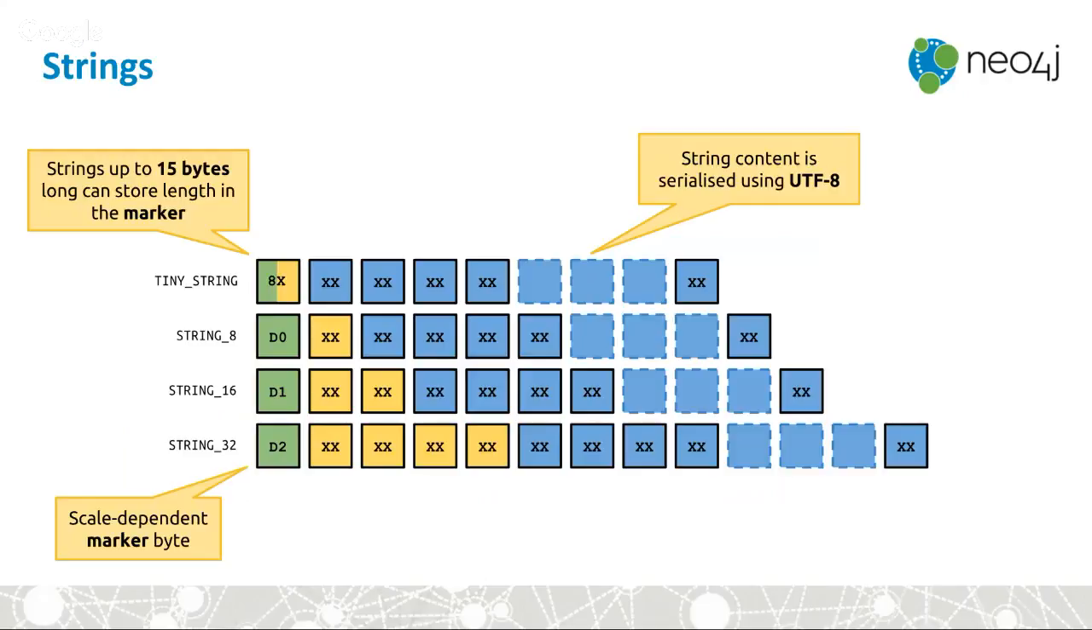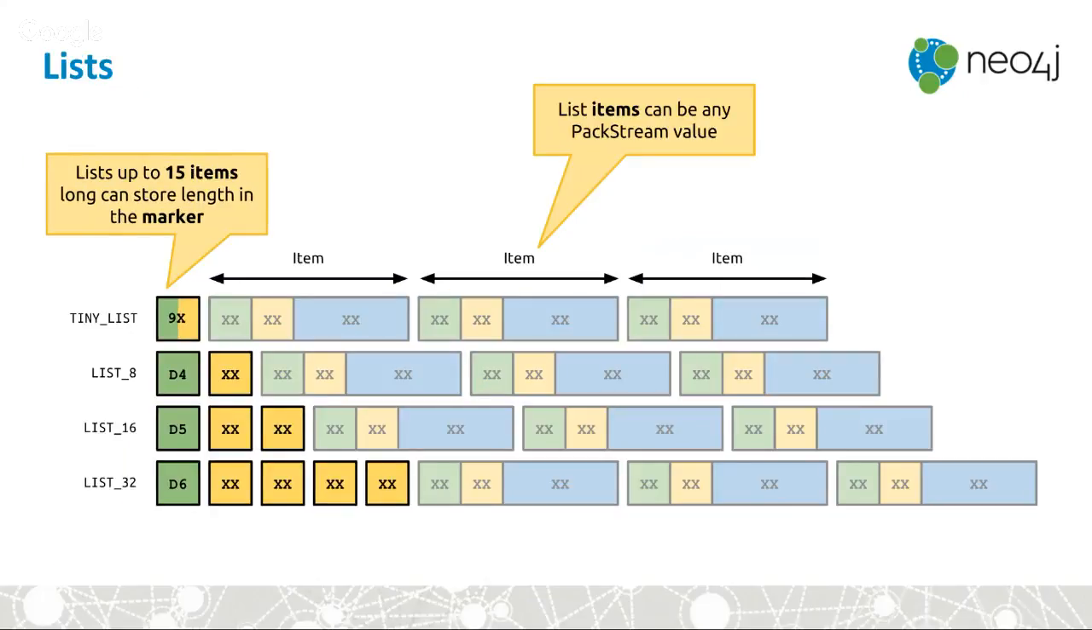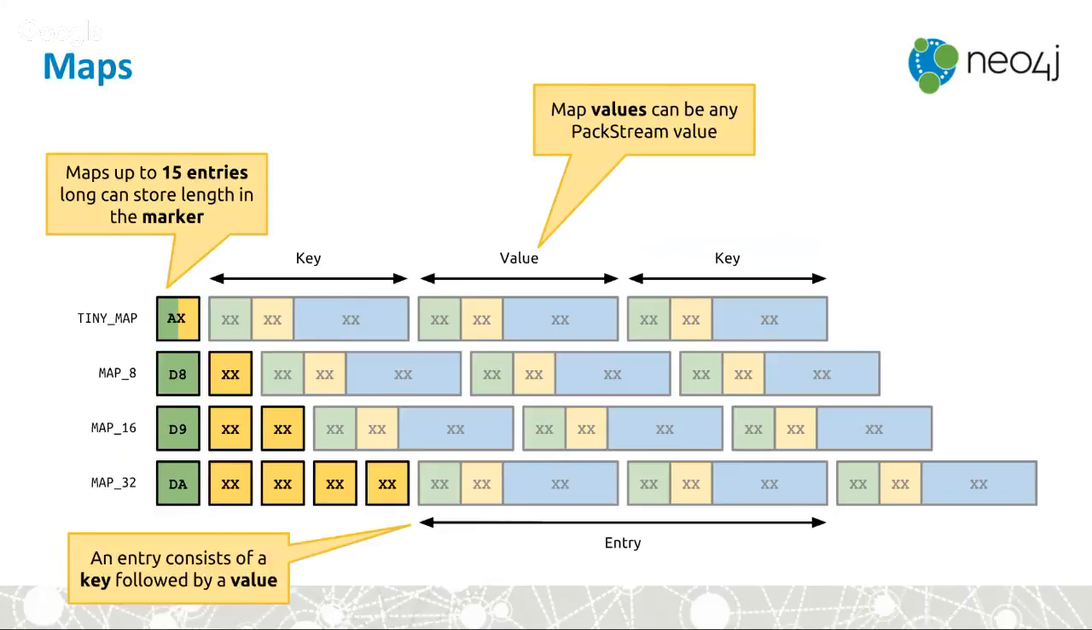And strings are transmitted with a header, some length information. For very small strings, that length information can be embedded in the marker, and then the string data as UTF-8 following that. Lists are similar in many ways. Again, a marker, the number of items as the size in this case, followed by the items sequentially after that. And maps, very similar again, except we're sending alternating keys and values.